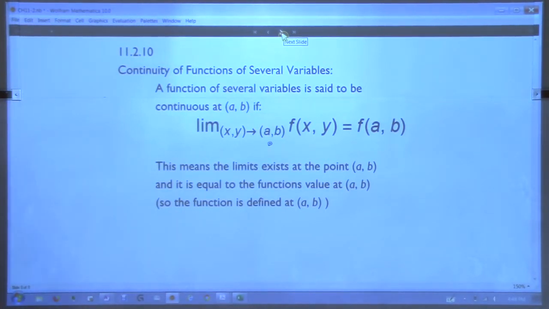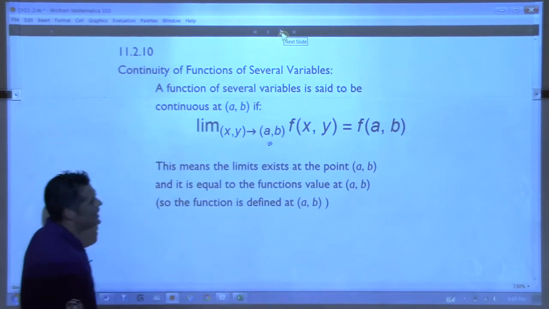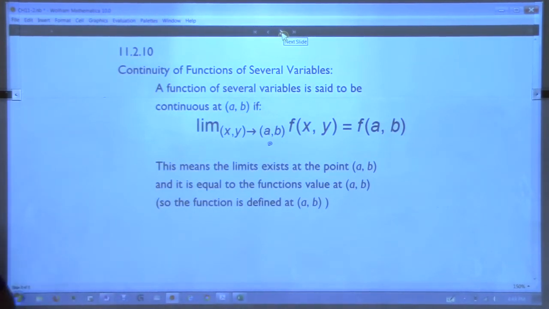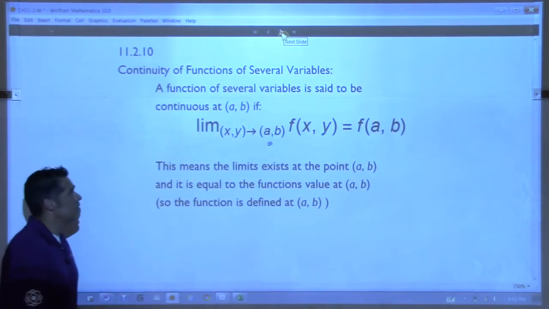Now continuity, that's the next thing in line, right? And I think we talked about this the other class. I asked about continuity, you remember the definition. This is the definition of continuity of a function of two variables.